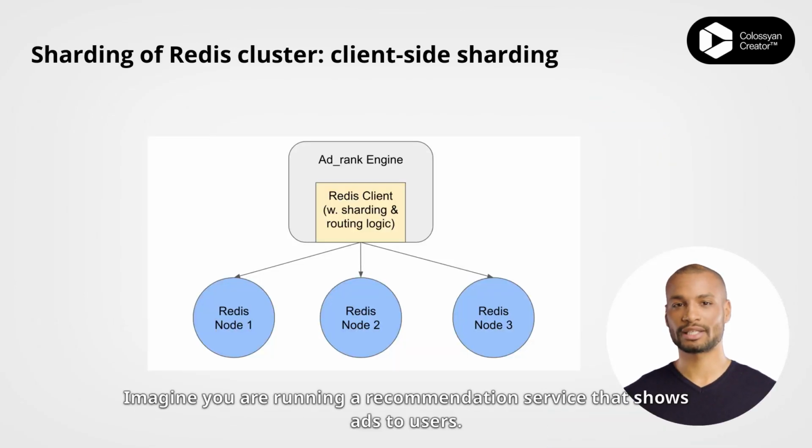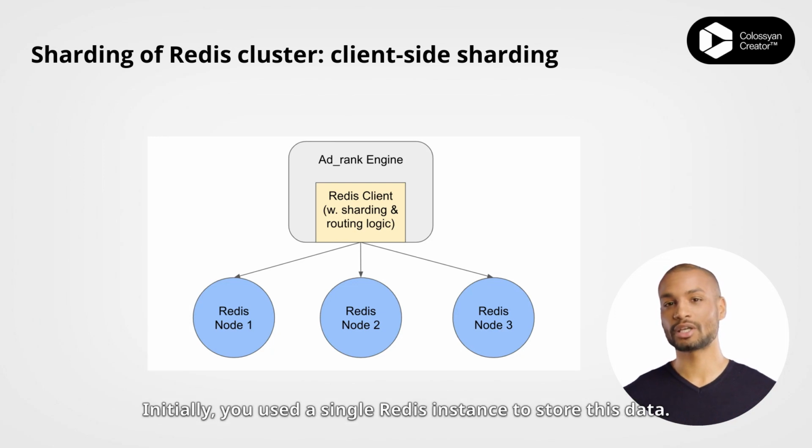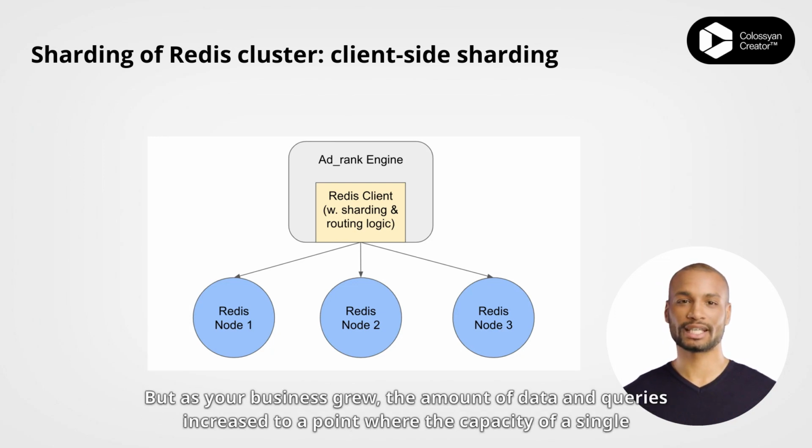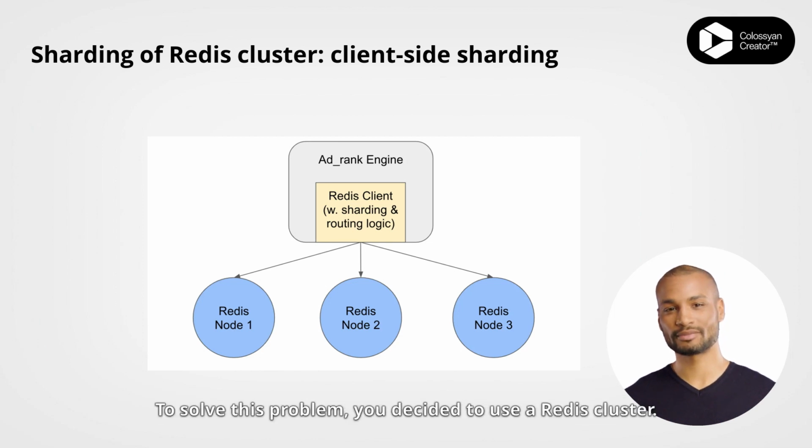Imagine you are running a recommendation service that shows ads to users. To make sure the ads are relevant, you need to constantly retrieve real-time data for each ad. Initially, you used a single Redis instance to store this data. But as your business grew, the amount of data and queries increased to a point where the capacity of a single Redis instance was not enough. To solve this problem, you decided to use a Redis cluster.